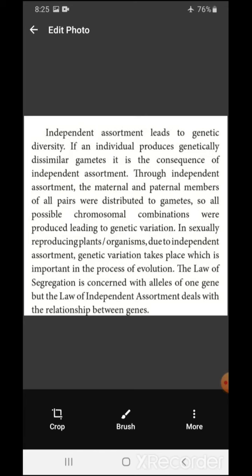The law of segregation is concerned with alleles of one gene, but the law of independent assortment deals with the relationship between genes. So note down, the law of segregation is concerned with alleles of one gene, whereas the law of independent assortment deals with the relationship between the genes. It is only concerned with the alleles of one gene, but here it deals with the relationship between genes.